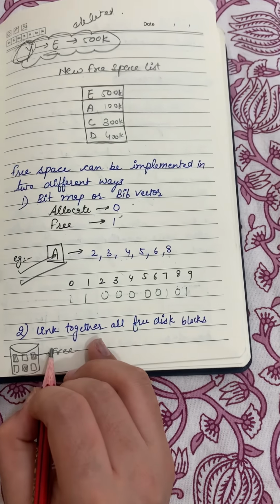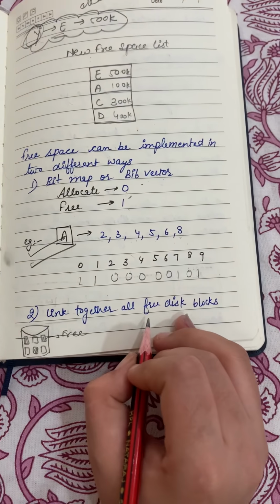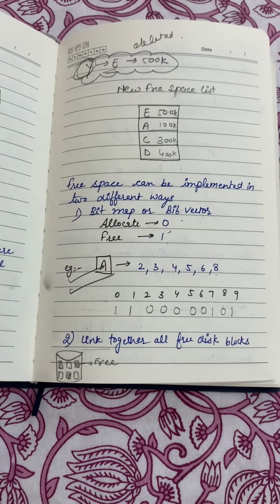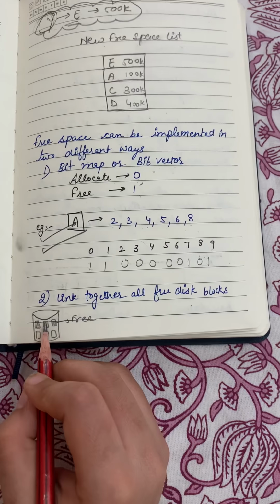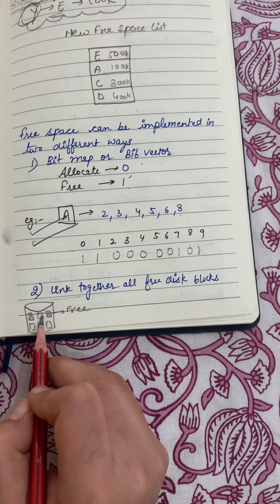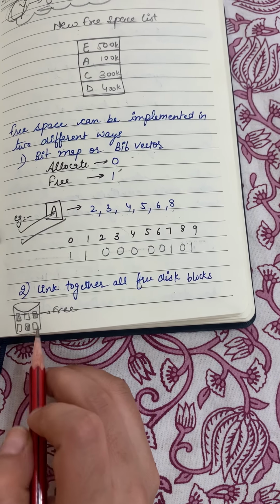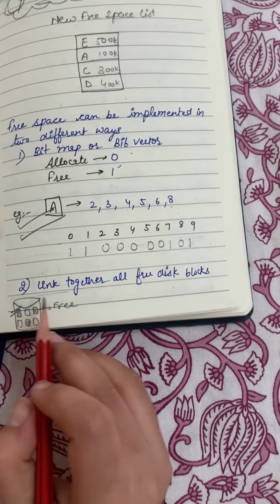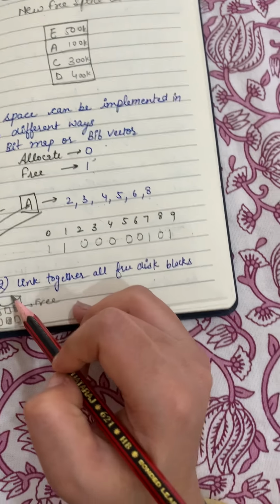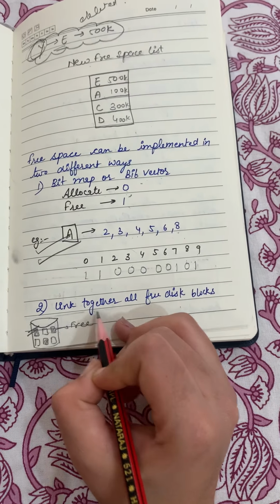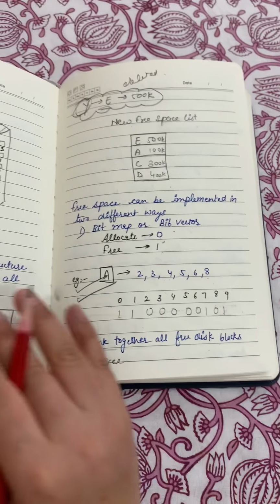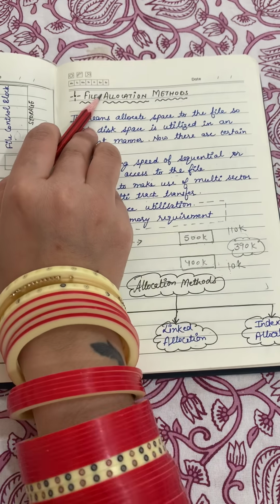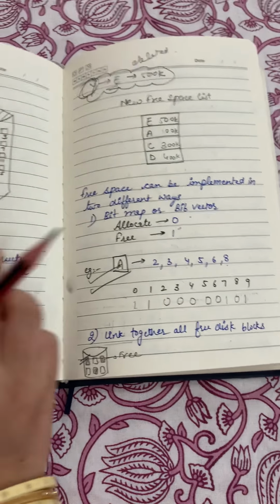Now the second approach is to link together all free disk blocks. So for example, if I am having a disk like this, the approach is to link all the free blocks. There will be a pointer in the free space list that will point to the first block of the list. That is how you can implement your free space management, by linking together all free disk blocks. And this video covered two topics of Unit 4, that is file allocation methods and free space management.